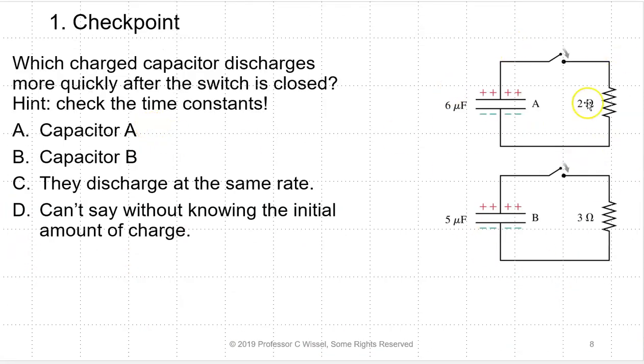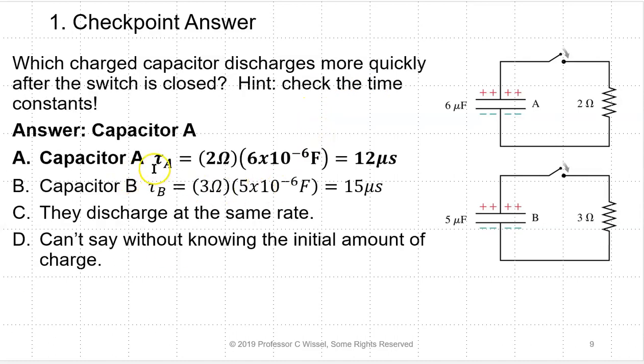Okay, now which charged capacitor discharges more quickly after the switch is closed? The only thing that determines how fast something discharges or charges is the time constant. So you want to look at the time constant, and the time constant is RC. The time constant of circuit A is 2 ohms times 6 times 10 to the minus 6 farads, or 12 microseconds. The time constant of B is 3 ohms times 5 times 10 to the minus 6 farads, and that's 15 microseconds. So circuit A discharges quicker.